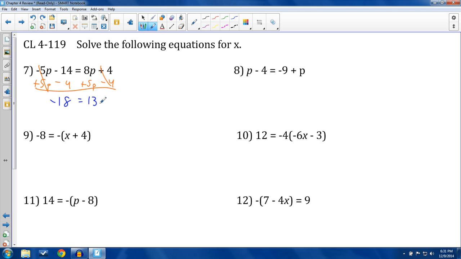But I want you to see what mental math still means when I do that. Negative 18 equals 13p. That doesn't look very handsome as far as a number goes. Divide by 13. Ooh, that doesn't look great. P equals negative 18 over 13. Hey, guess what? That's your answer.